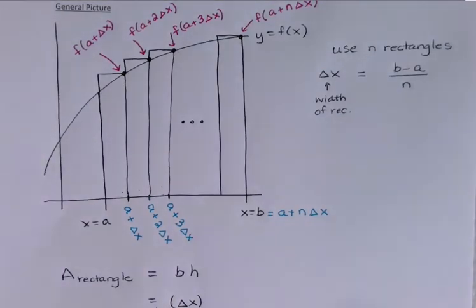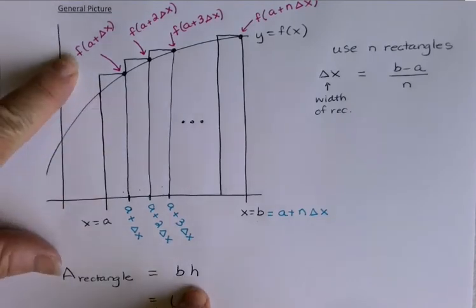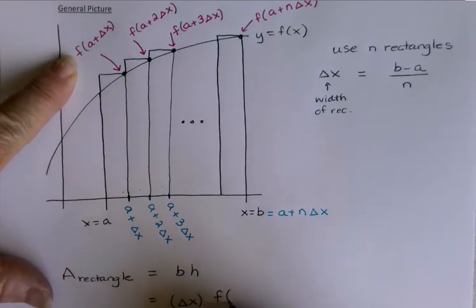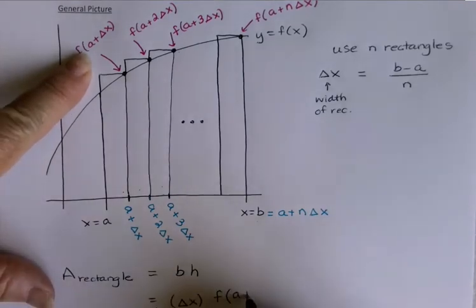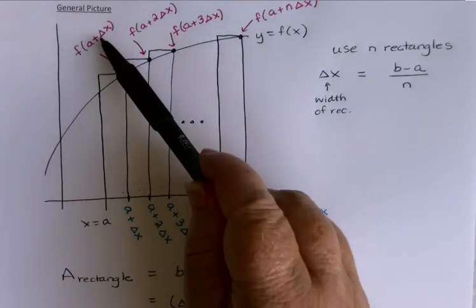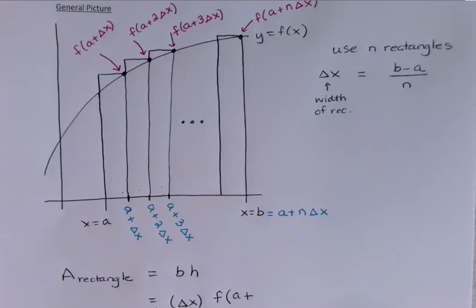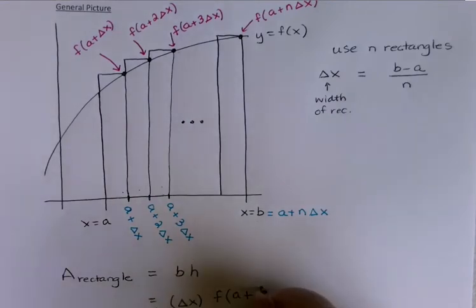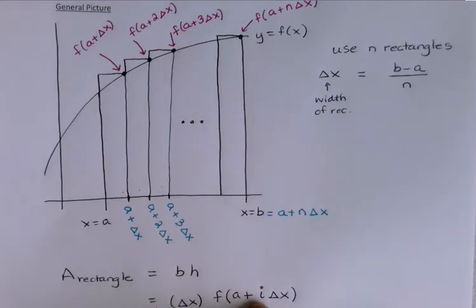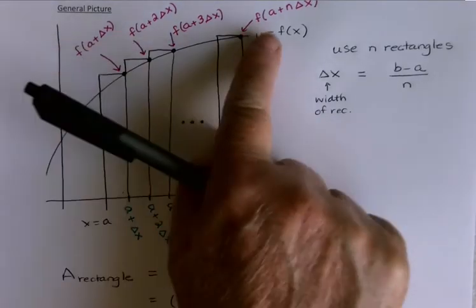So could I write that height in sort of a general way? Well, the height is always f of a plus, and then it's either 1 delta x, 2 delta x, 3 delta x, etc. So I'm just going to call this in general i times delta x, where i could be any number from 1 to n.